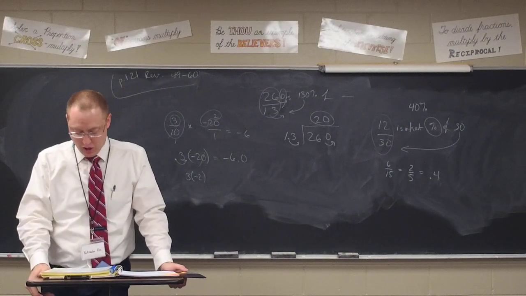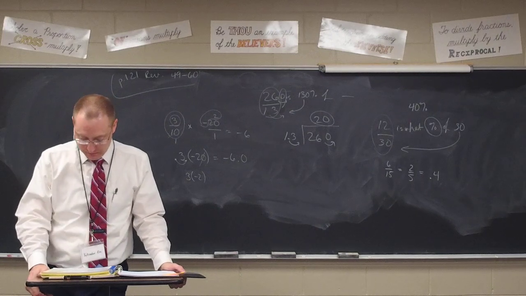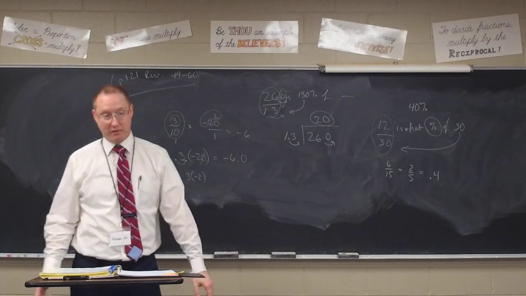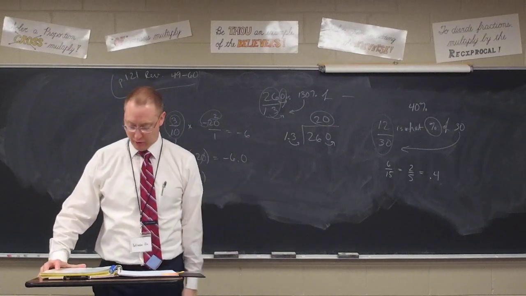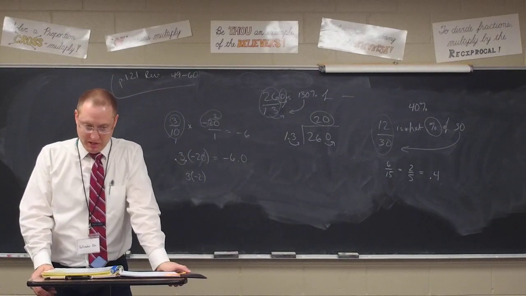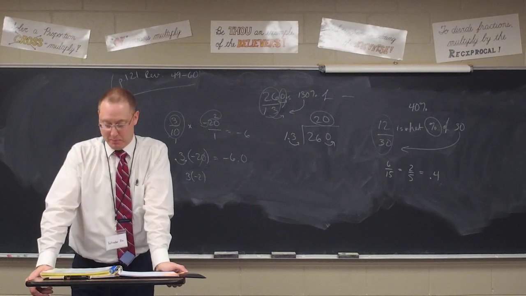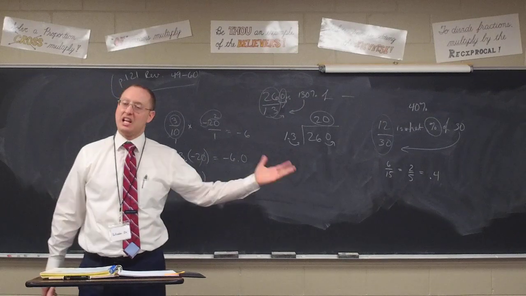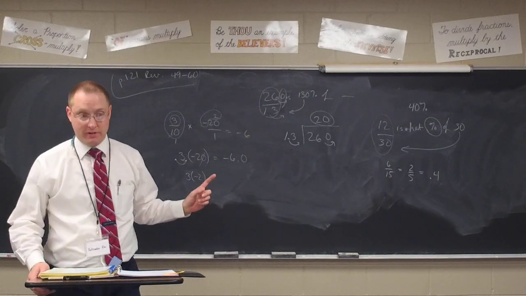Notice on letter A, are the signs the same or different, class? Same. They're both negative. So we know our answer is going to be positive, and 25 divided by 5 is? Five. So it's positive 5. Look at the next one. It's right below it, by the way. Letter B. Signs the same or different? Different. So we know our answer is going to be negative, and 25 divided by 5 is? Negative 5 in this case.